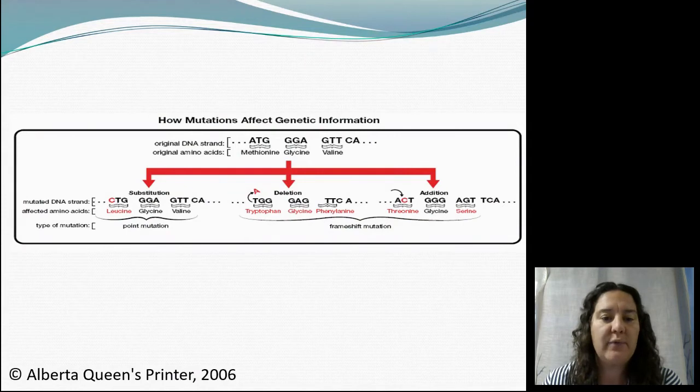So we can see if we have our original DNA strand of ATG, GGA, GTT. If we change the first letter to a C, we get a new amino acid. We get leucine instead of methionine. However, the other two remain the same.